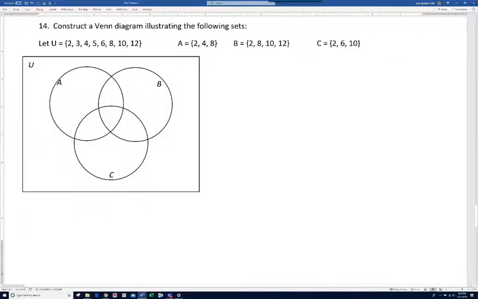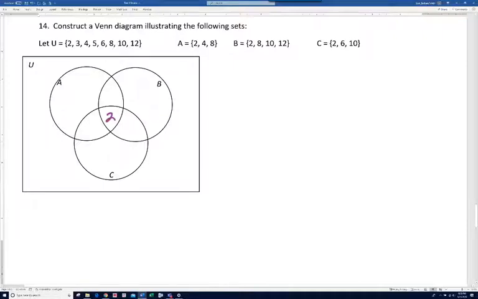All right, let's move on. On number 14, again, we're going to construct a Venn diagram with 3 circles. So we have 3 sets, A, B, and C. So let's see, remember we want to work inside out. So first of all, we want to put in the elements that are in all 3 sets. It looks like 2 is the only number that's in all 3 sets. And so 2 goes in the middle.